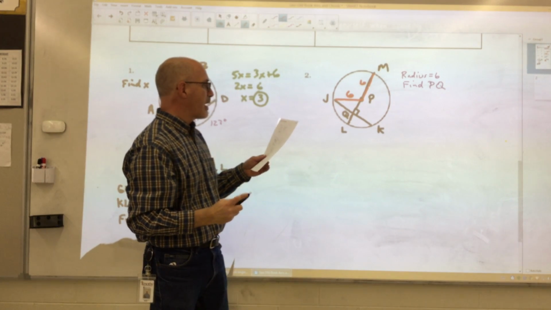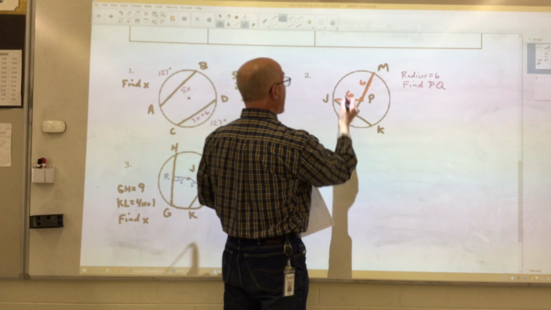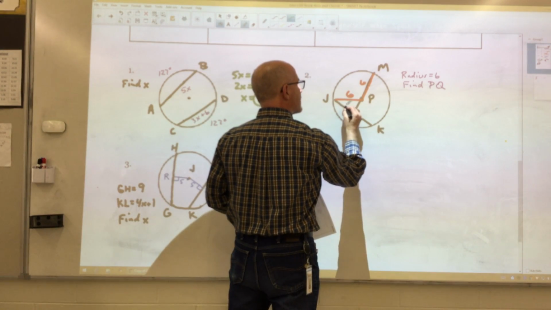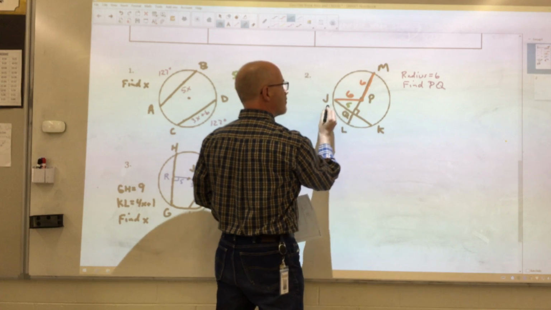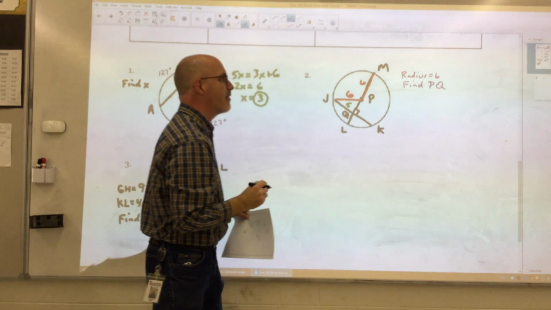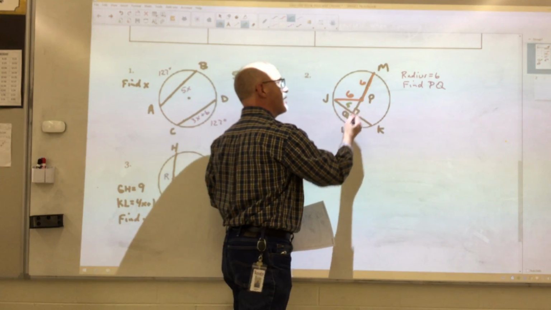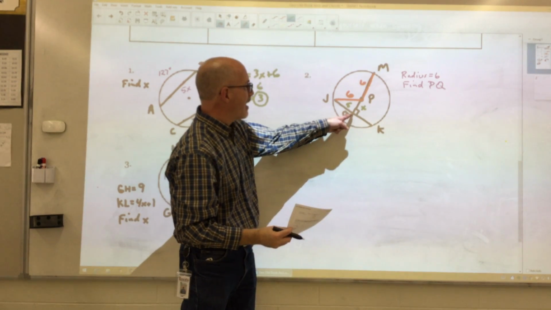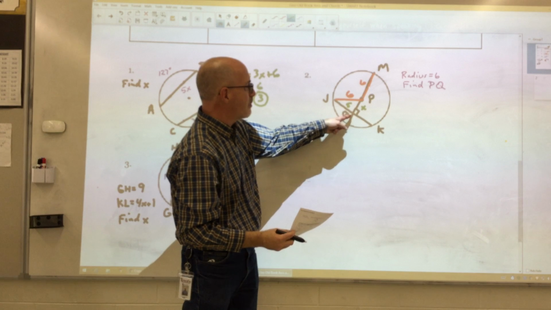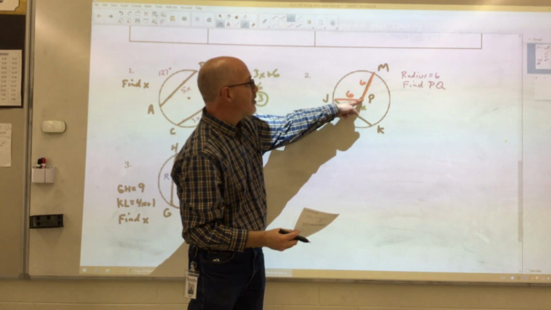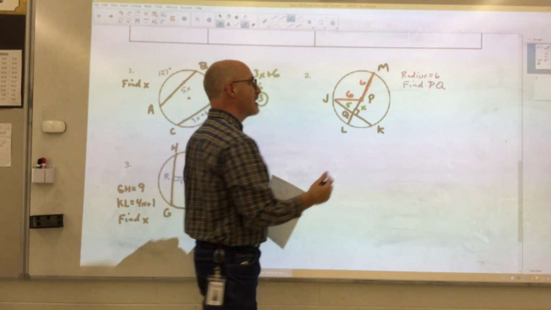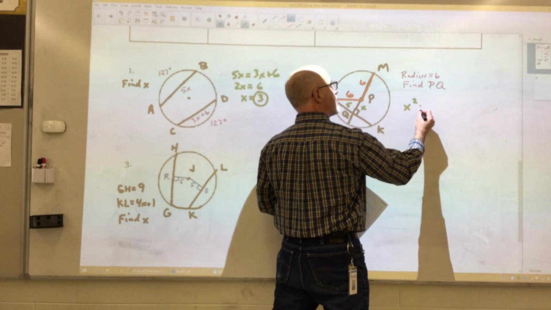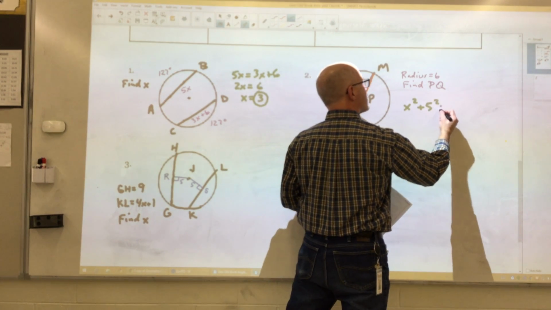What I also have here is that I'm going to add a little piece of information that's not written on this diagram. This side is going to be a 5, so from J to Q is 5. We're going to find now PQ, and I'm going to call that x. Because I have this side here is 5, given to me, and I'm trying to find this side, I draw in the radius of 6. I now use the Pythagorean theorem: x squared plus 5 squared equals 6 squared.